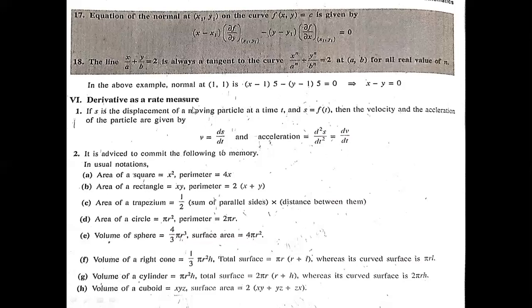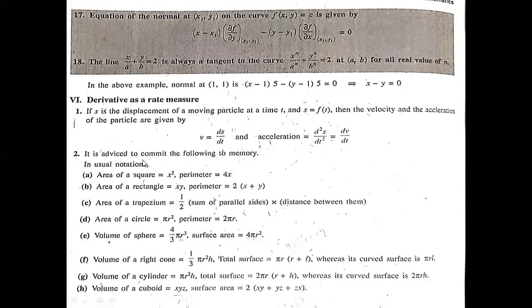Derivative as a rate measure. Next. If s is the displacement of a moving particle at a time t and s = f(t), then the velocity and the acceleration of the particle are given by ds/dt, the rate of change of displacement, which is denoted by velocity, and d²s/dt², the rate of change of the velocity, which is denoted by acceleration.